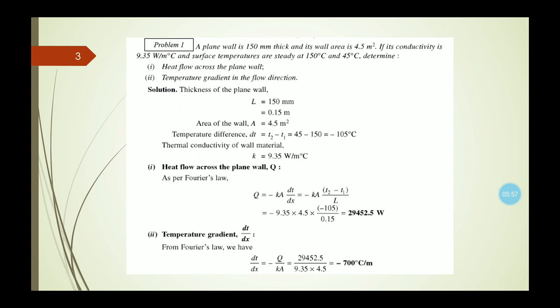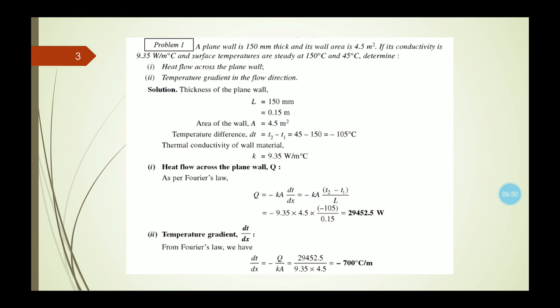Now the area of the wall is also given, 4.5 meter square. Next, the temperature difference. In the question, the surface temperatures are given as 150 degrees centigrade and 45 degrees centigrade. So the temperature difference dT is T2 minus T1 for the two surfaces of the plane wall, which equals minus 105 degrees centigrade. Now the thermal conductivity of the wall material is given as 9.35 watt per meter degree centigrade. First we need to find the heat flow across the plane wall. So first we have seen what is given. Now, what do we need to determine in this question?